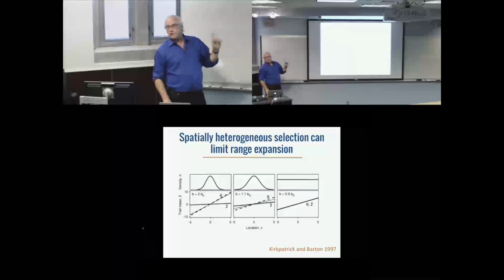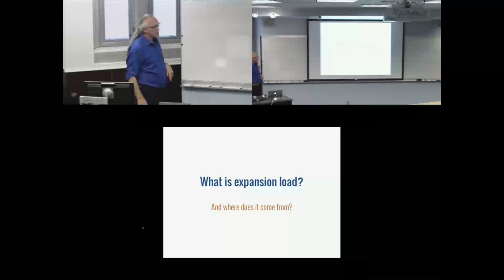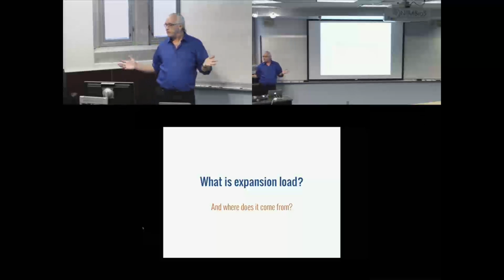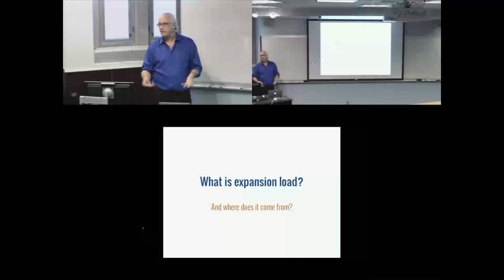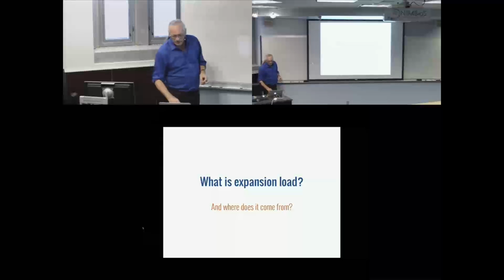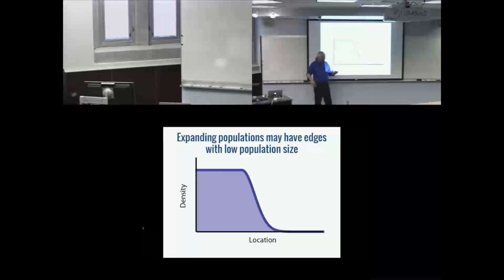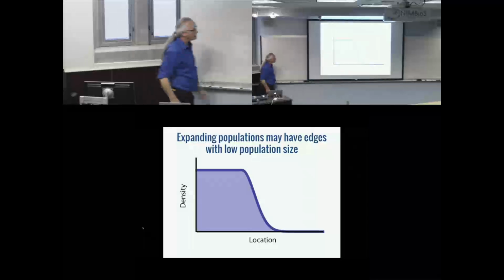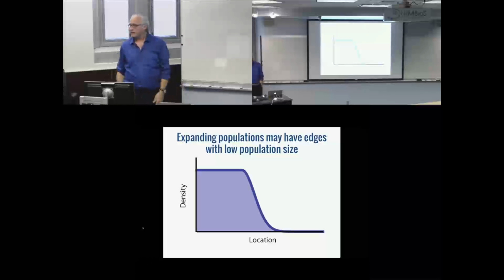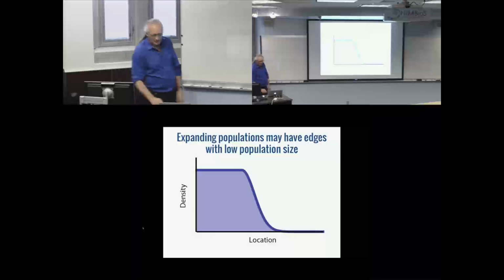Okay, before I do, expansion load might be something new to some of you, so I just want to go through some cartoons to show you where this stuff comes from. I'm going to show you a series of cartoons. This is location. You start from a population over here on the left, and it's spreading to the right. That leaves this classical wave of expansion pattern of density of how many individuals are present in any given slice of the population.